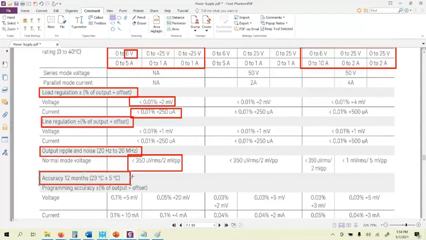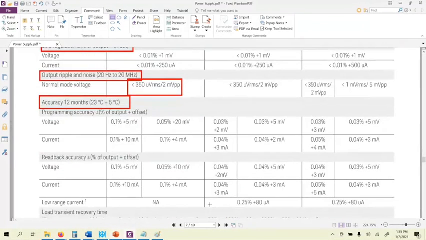Accuracy 12 months. That means all the specifications that they have provided will remain the same for 12 months, but at 23 degrees Celsius plus or minus 5 degrees Celsius. So you can expect the same results as provided in the data sheet for 12 months when the temperature is 23 degrees plus or minus 5, that means 28 degrees Celsius or 18 degrees Celsius. For that range of 18 to 28 degrees Celsius, you will get all the results. These kinds of things must be kept in mind before designing a system.